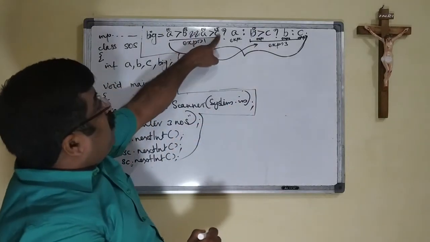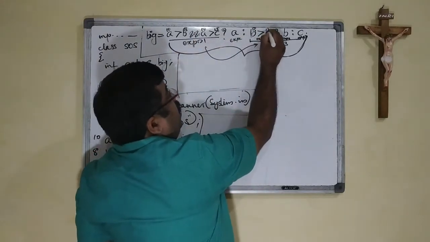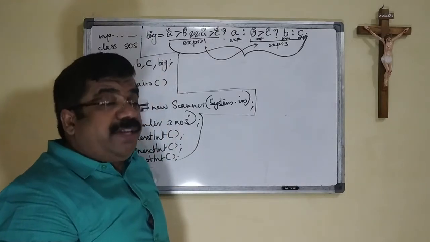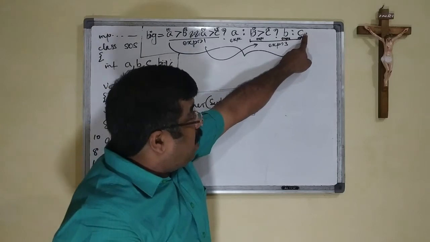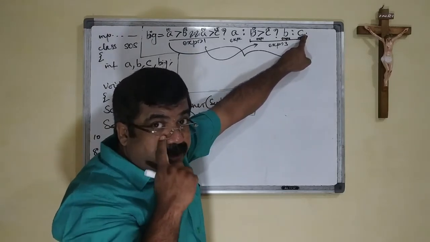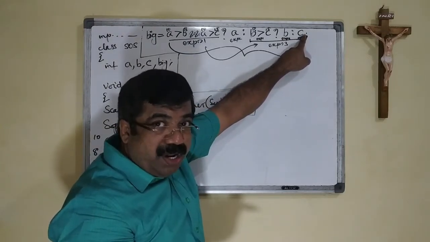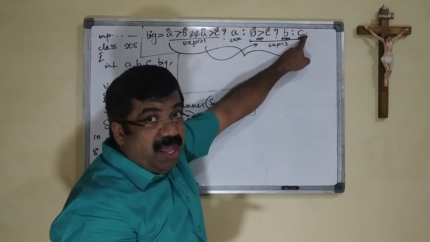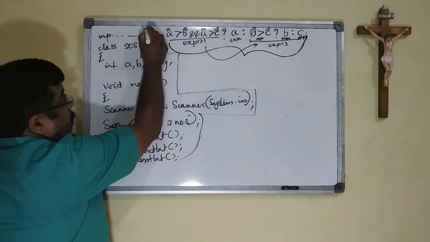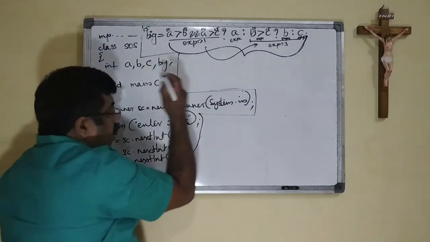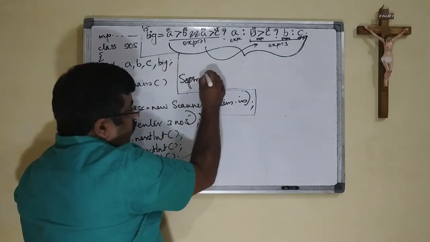And what is the value of C? 15. Is 8 greater than C? No. So we will go to the C. The C will be the result of the entire expression. What is the value of C? 15. 15 will come to the big, when we are displaying it.